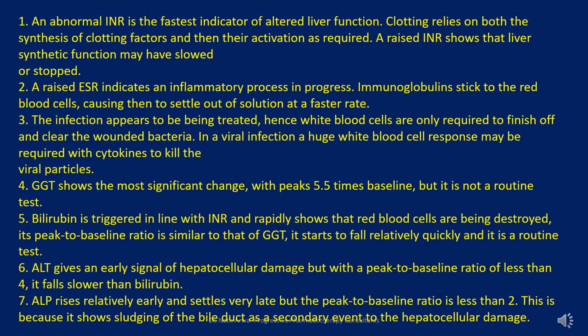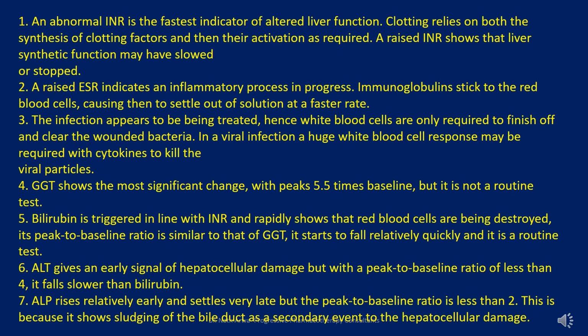5. Bilirubin is triggered in line with INR and rapidly shows that red blood cells are being destroyed. Its peak-to-baseline ratio is similar to that of GGT. It starts to fall relatively quickly and it is a routine test.